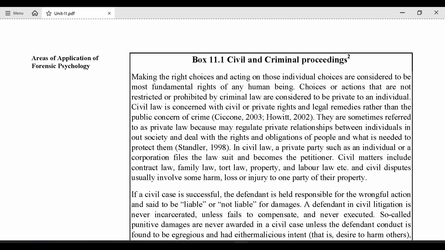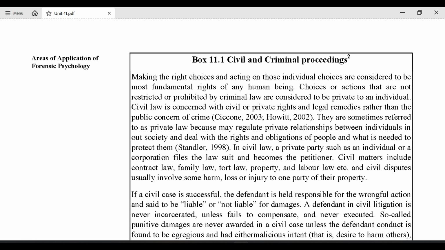In civil law, a private party such as an individual or a corporation files the lawsuit and becomes the petitioner. Civil matters include contract law, family law, tort law, property, and labor law, etc., and civil disputes usually involve some harm, loss or injury to one party or their property. If a civil case is successful, the defendant is held responsible for the wrongful action and said to be liable or not liable for damages. A defendant in civil litigation is never incarcerated, unless they fail to compensate, and never executed.